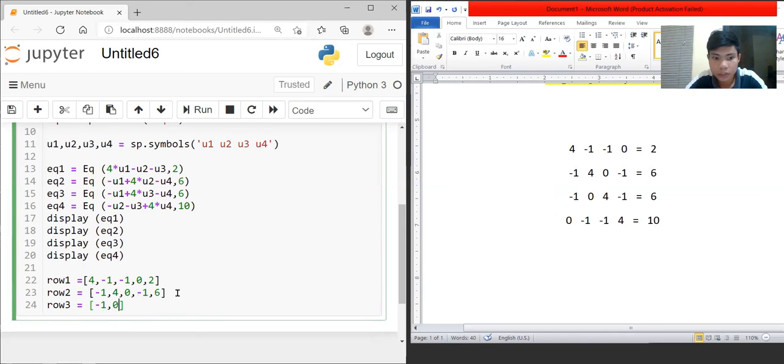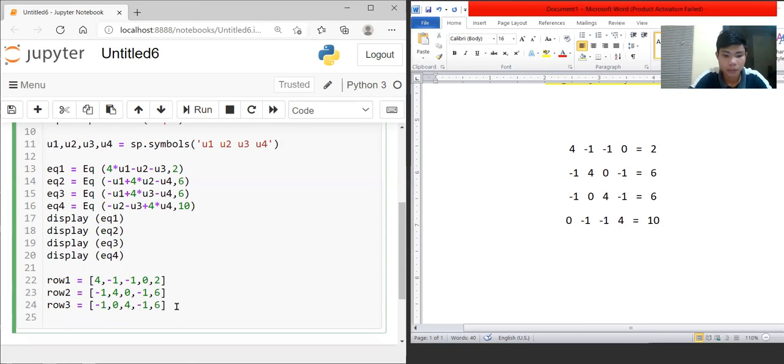Row 3: negative 1, 0, 4, negative 1, 6. And last is row 4: 0, negative 1, negative 1, 4, and 10.